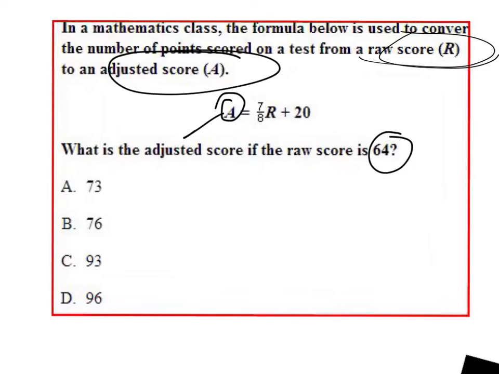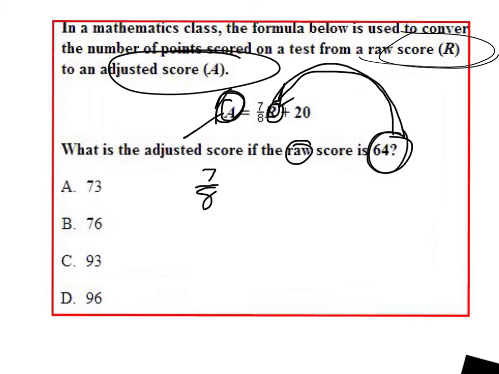Okay, this is a pretty straightforward problem. They gave you your R, and you're going to plug it in and find your A. So we just take our equation, 7 over 8 times, what do we replace an R with? We take that out, put in what it's equal to, times 64 plus 20. If you want to put this in your calculator, you could, and it's pretty straightforward on order of operations, so it would solve it correctly.